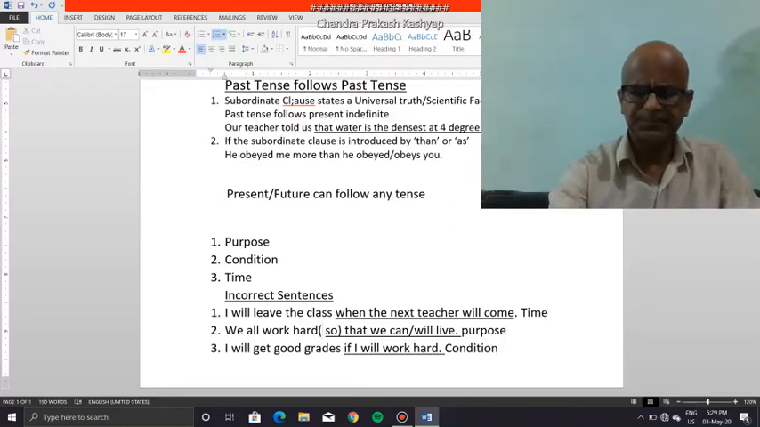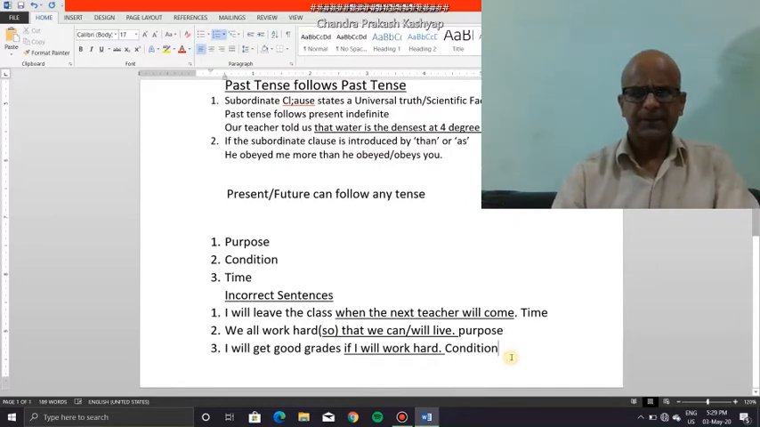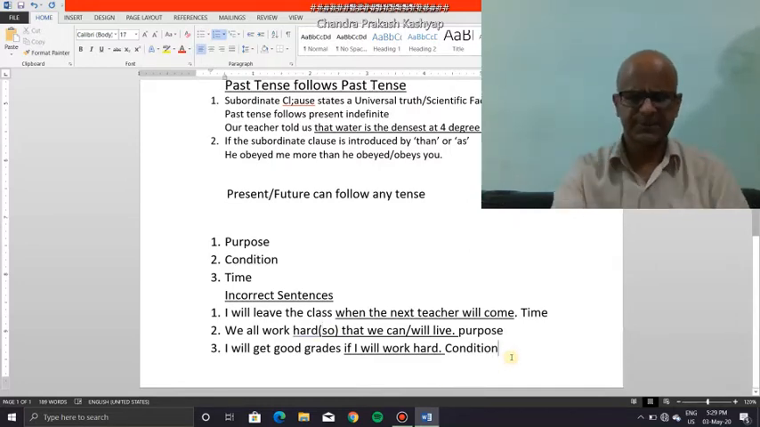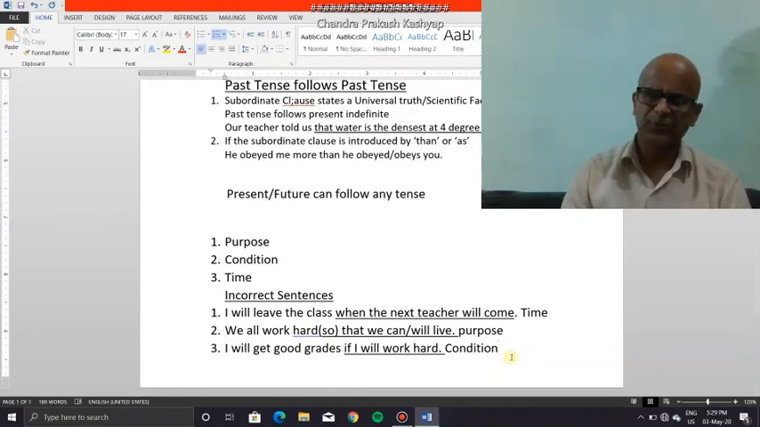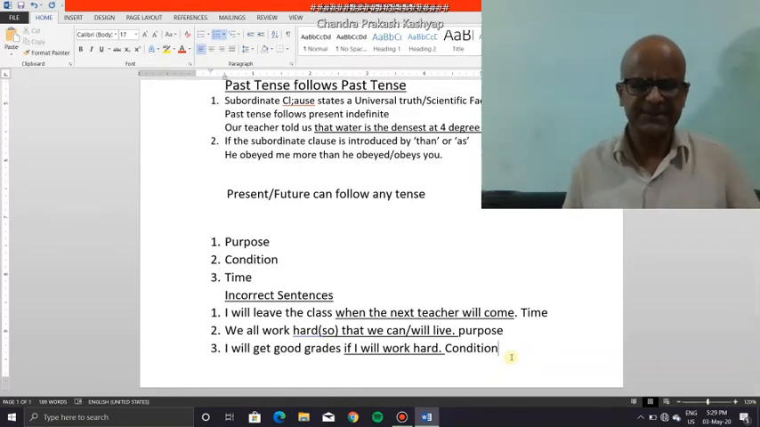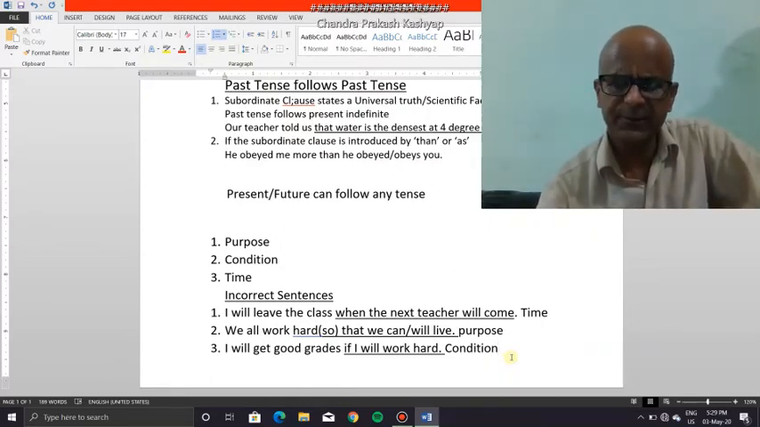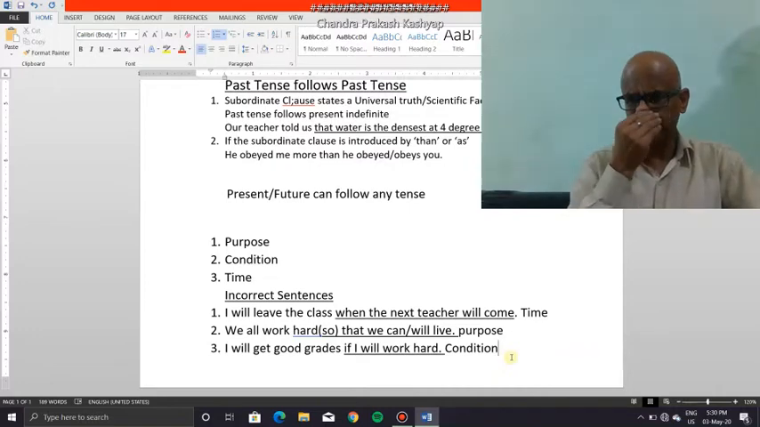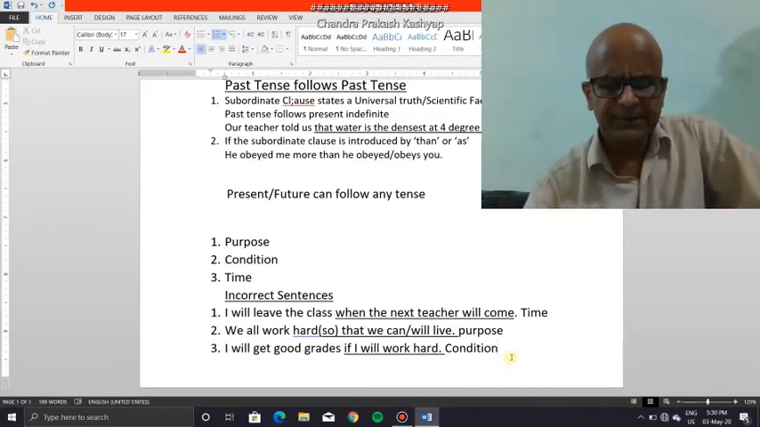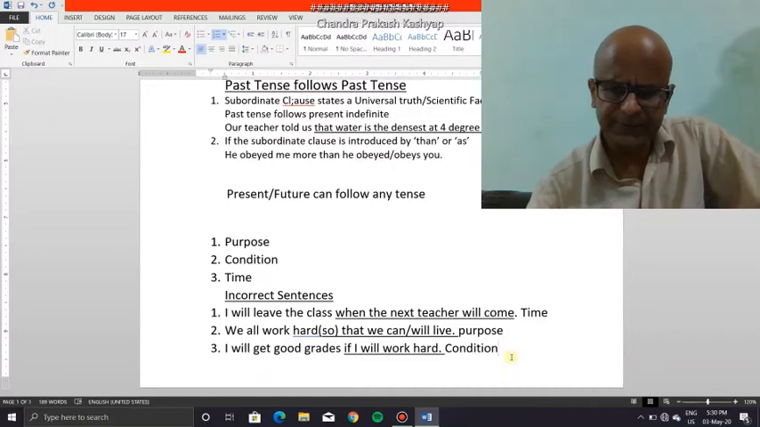Now, the rule says, see, if we analyze these three sentences, these are all complex sentences. The first one, I will leave the class, main clause. When the next teacher will come in, subordinate clause. Similarly, I have underlined the subordinate clauses in the remaining two sentences and left the main clauses ununderlined. In the main clauses, the tense of the verb is in the first case future, in the second present, in the third again future.